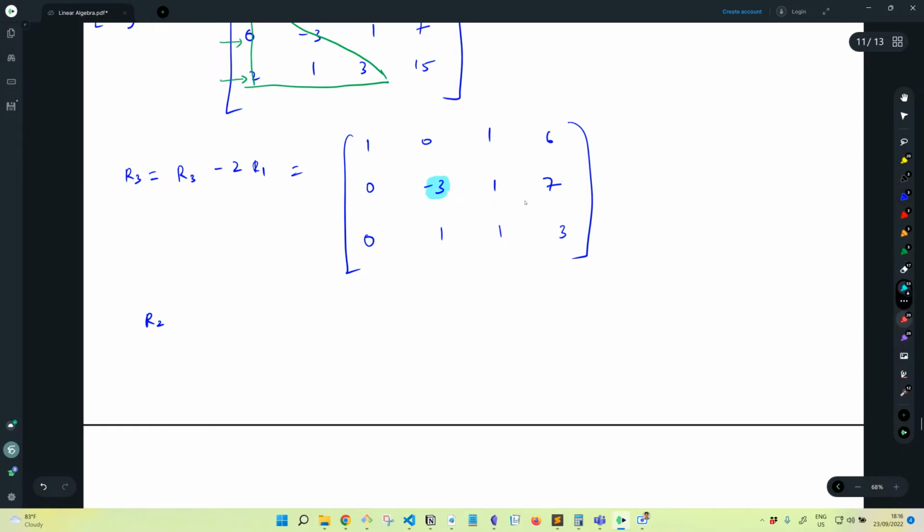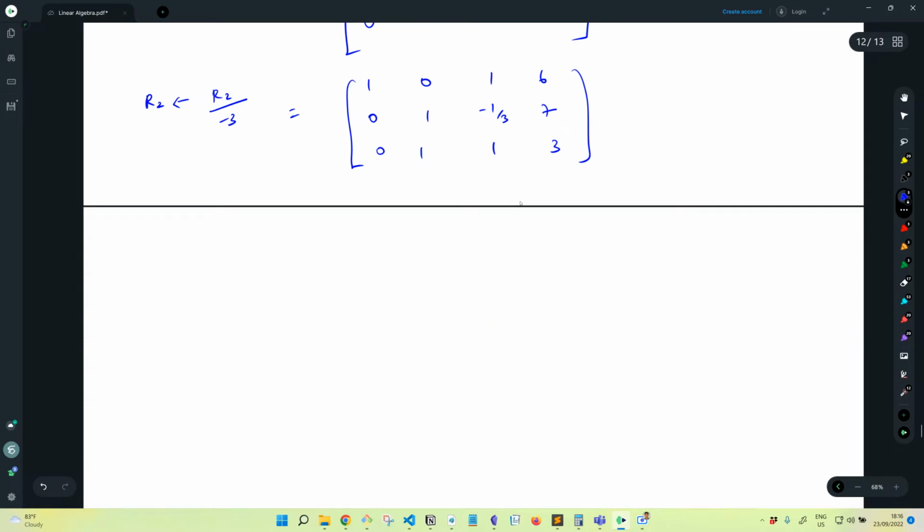So always I told you to make an entry one. Easy operation to do is scalar multiplication. So following that, what we will do, R2 equals R2 by minus 3. This will give me 1 0 1 6, 0 1 minus 1 by 3 7, 0 1 1 3. Now I need to make this entry 0. What shall I do?